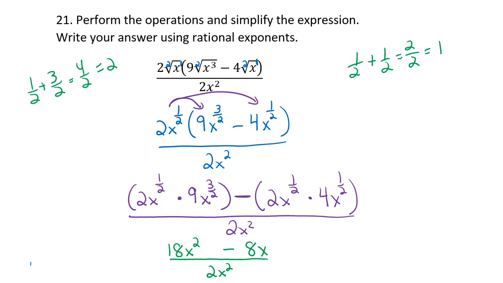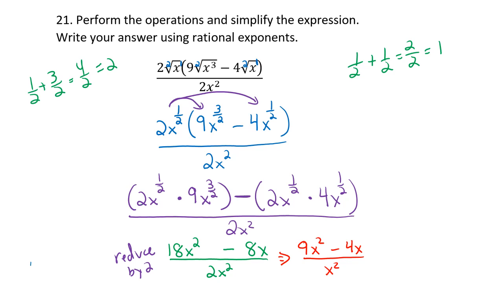Now, it wants us to simplify the expression, and this is not simplified. And that's because these three values have things in common. So 18, 8, and a 2 have a 2 in common. So I can reduce by 2. So I'm going to divide each number by 2. So 18 divided by 2 is 9, x squared. 8 divided by 2 is 4x. 2 divided by 2 is 1 with an x squared.